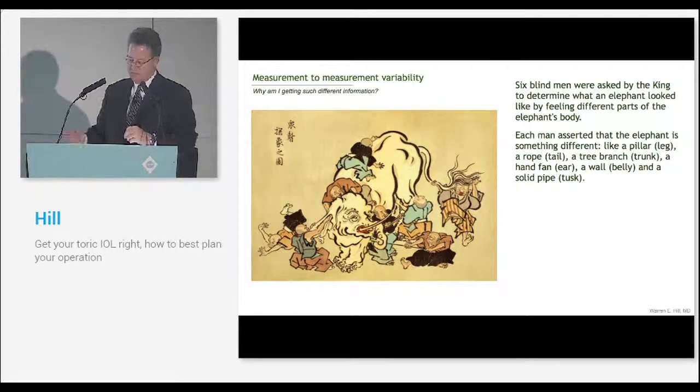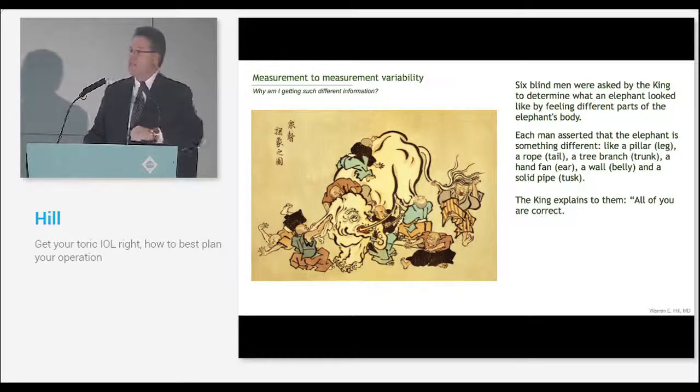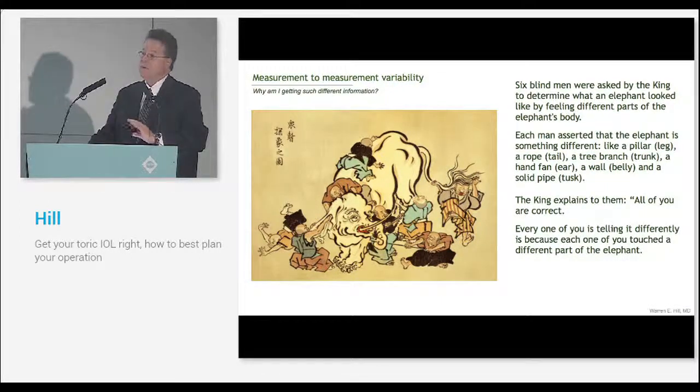To the blind man with his hands on the leg, it was like a pillar. To the man with his hand on the ear, it was like a fan. Each person described the elephant differently, and they were perfectly honest and perfectly accurate, but they were looking at a different part of the elephant. And the king explains to them that you're all correct, but each one of you has looked at a different aspect of the elephant. And the same is true for the cornea.